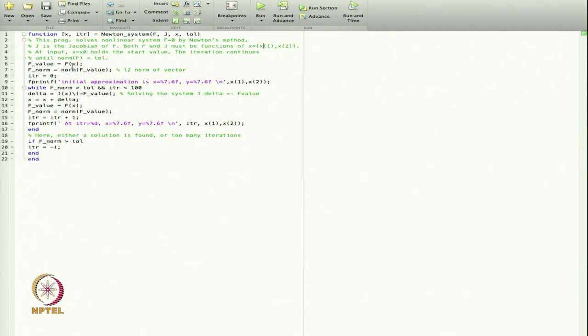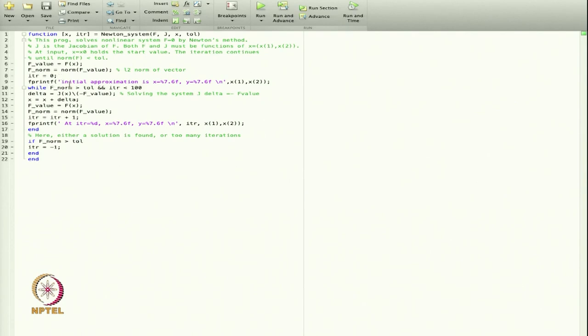Now, from here I write f x, so whatever the function I am getting, I put the value of x and I get the F value. Then in this case, because it is a vector valued function, we have to find the norm of that one. Instead of absolute value, we are finding the norm. So, if we take the L2 norm, that will be the norm. Now, we start the iteration from 0.